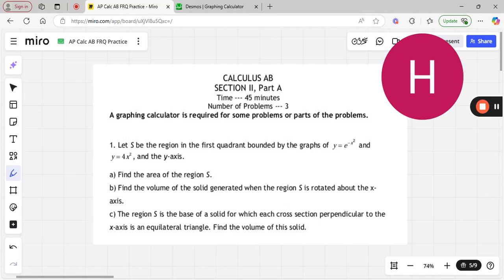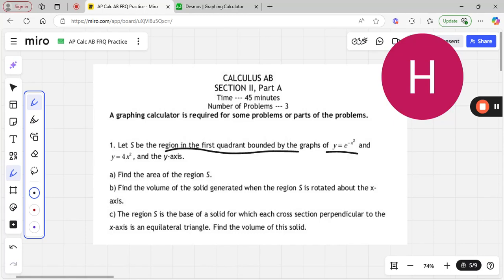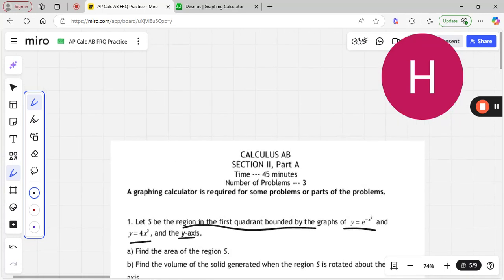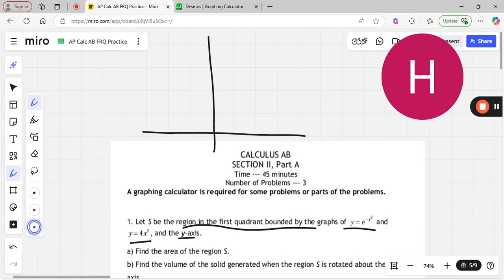And here we go. We're given a region in the first quadrant bounded by the graphs of e to the negative x squared and 4x squared, and the y-axis. Even without a calculator, you should know roughly what that looks like. So this is the first quadrant. E to the negative x squared is going to make a bell curve shape on both sides. It should be symmetric. I know I'm not drawing it perfectly symmetrically, but it should be symmetric.